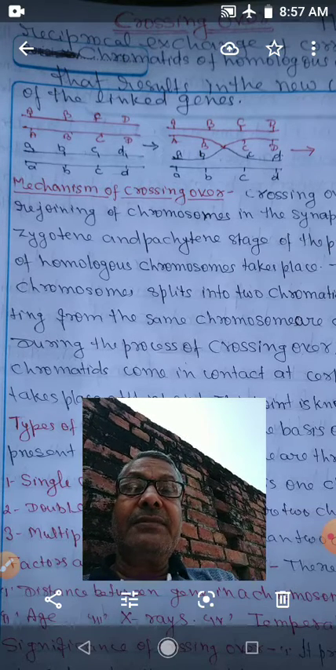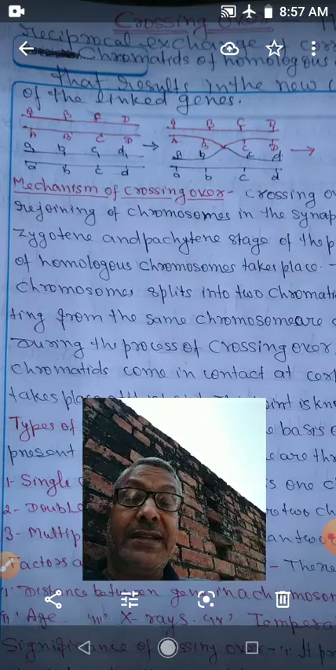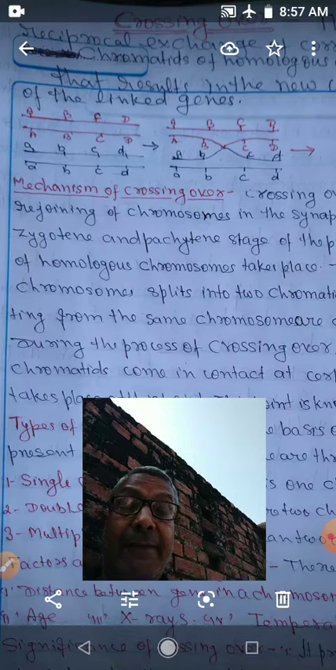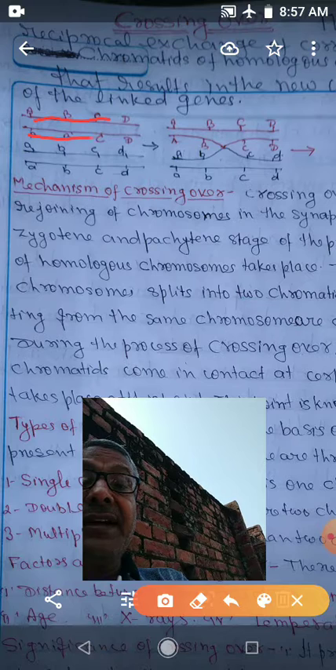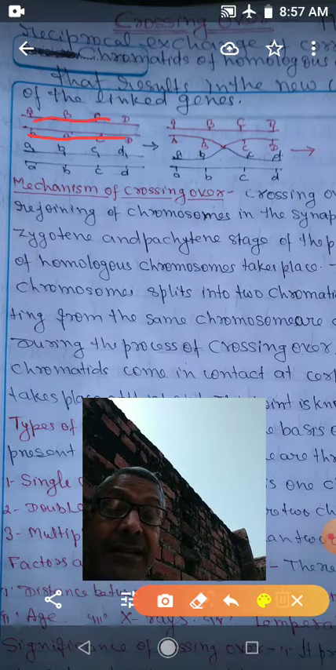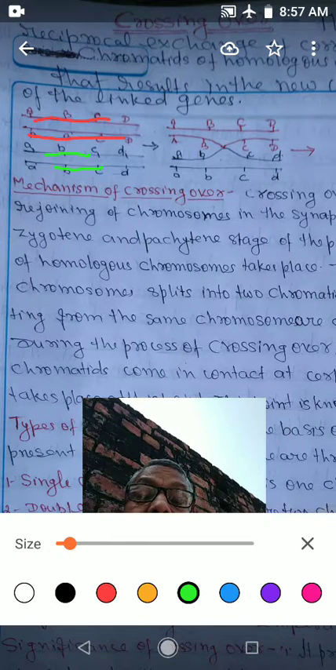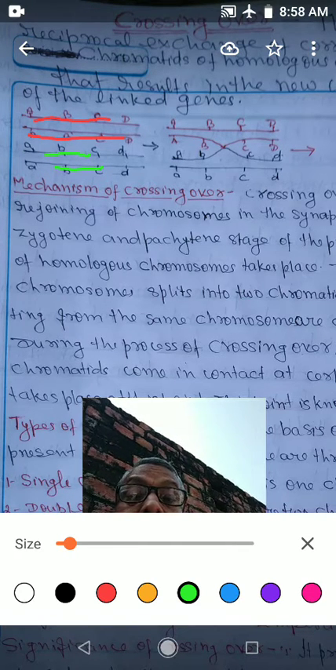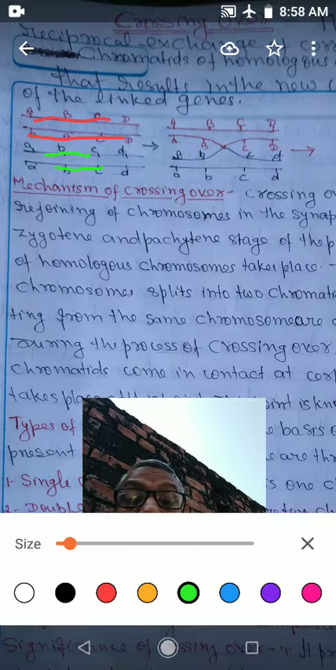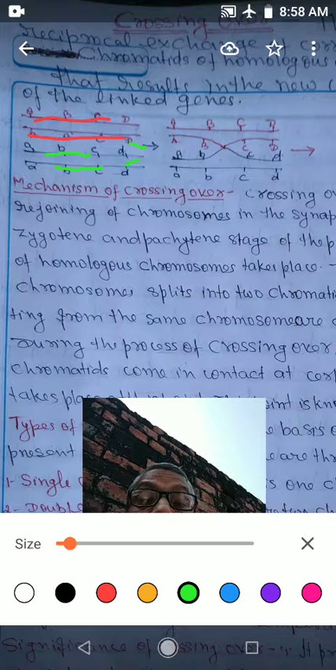After that, each chromosome of the paired chromosomes is split into two chromatids. So two chromatids are formed. This is the one chromatid and this is the other chromatid. Like this here, there are two chromatids. The chromatids of two different chromosomes are called non-sister chromatids. So these are the non-sister chromatids.